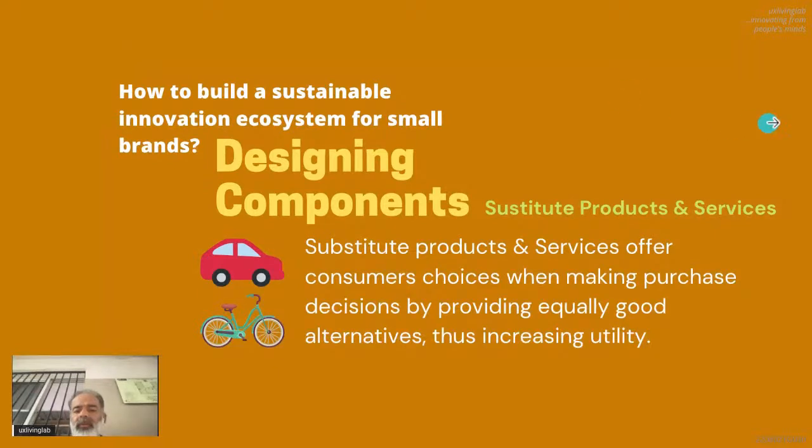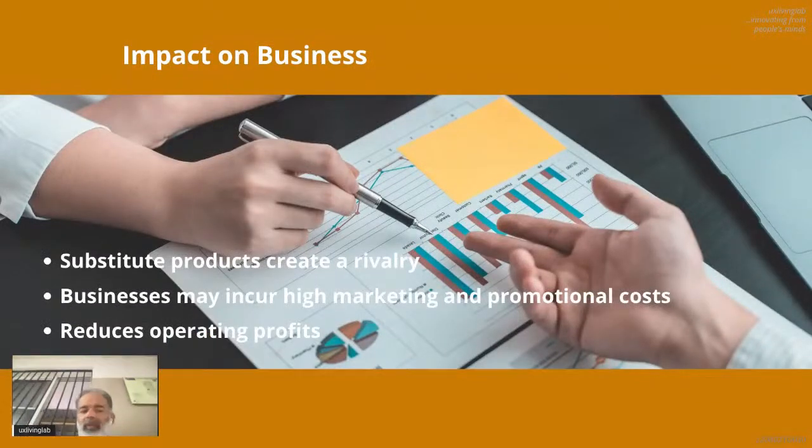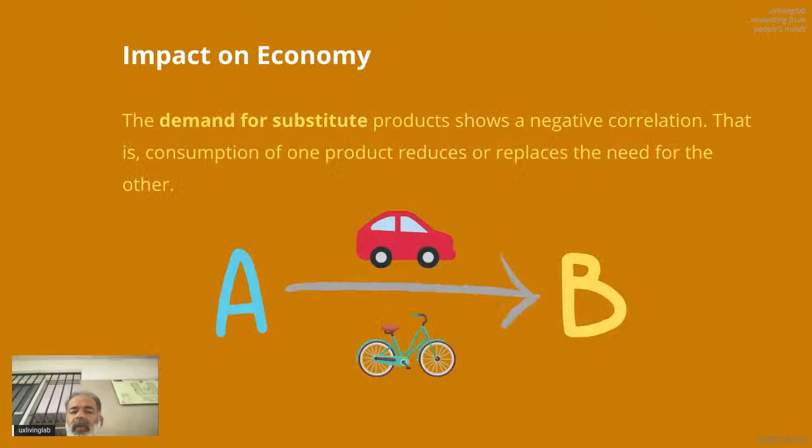So coming back, what is the impact on business? Substitute products create rivalry. Businesses may incur high marketing and promotional costs, and operating profits are reduced. These are the three important conclusions when we talk about substitute products' impact on business. Then we can talk about the impact on the economy. Demand for substitute products shows a negative correlation. That is, consumption of one product reduces or replaces the need for the other.